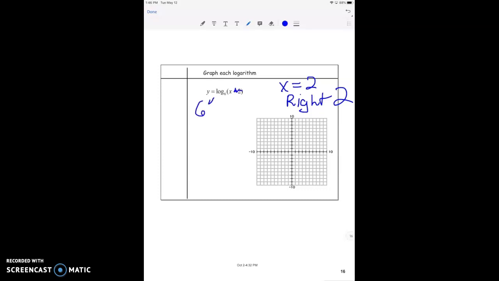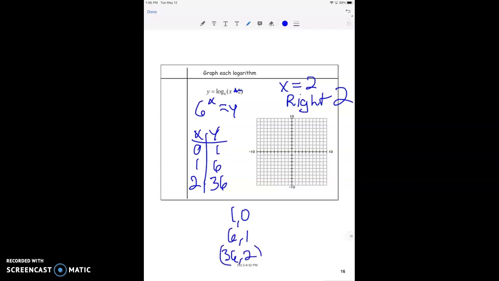So switch your x and your y. Okay, go ahead and make your chart. 0, 1, 2. If I do this, this is 1, this is going to be 6, and this will be 36. Now, when I flip-flop, I have (1, 0), (6, 1), and (36, 2). Well, obviously (36, 2) is not useful to us, but the first 2 points are, so we're going to focus on these two. Now, what we need to notice is we have to shift this right 2, so our asymptote's no longer at 0, our asymptote is at 2.